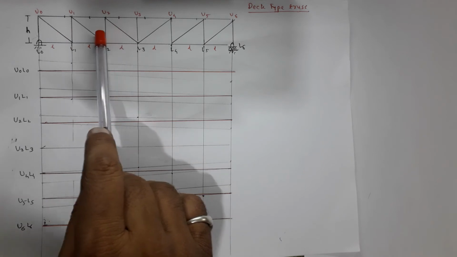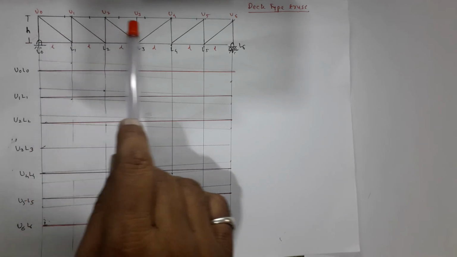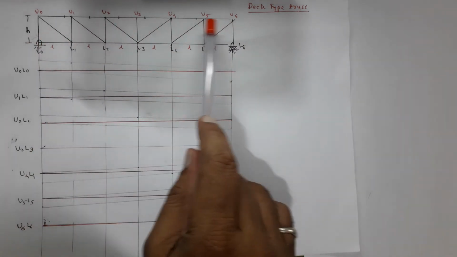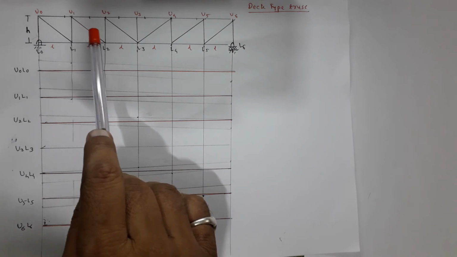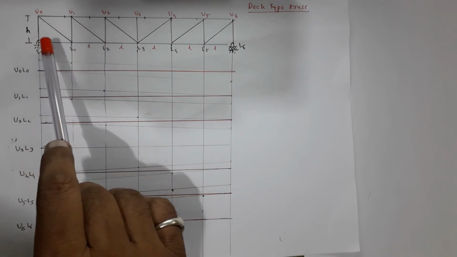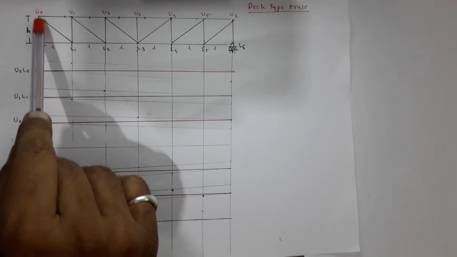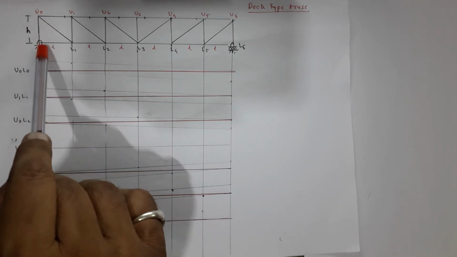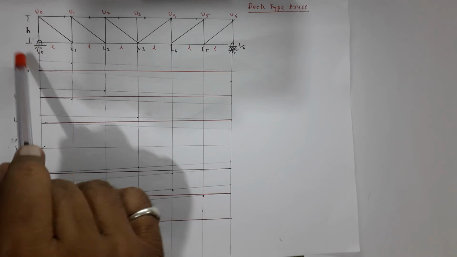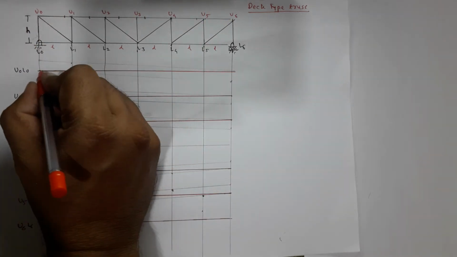Except the central member, the ILD is going to remain same. I am telling about vertical members. So all the vertical members will have the same ILD as in case of the through type of truss. So let us see the ILD for U0 L0. ILD for U0 L0, we have drawn it. Now it was like this.